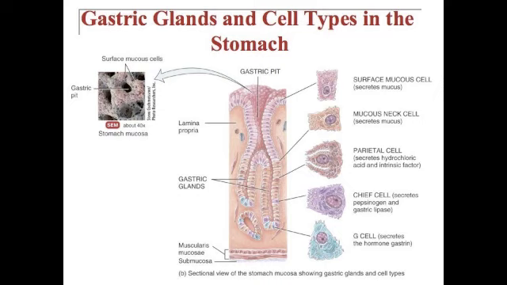In addition, gastric glands include a type of enteroendocrine cell called the G cell, which is located mainly in the pyloric antrum and secretes the hormone gastrin into the bloodstream. As we will see shortly, this hormone stimulates several aspects of gastric activity.